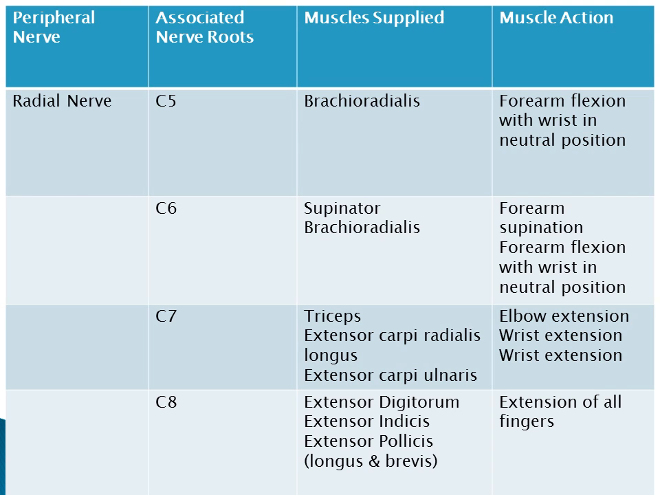The C8 portion of the radial nerve innervates the extensor digitorum communis muscles, the extensor indicis muscles, and also the extensor pollicis longus and brevis muscles. And so the C8 contribution to the radial nerve is responsible for extension of all fingers, including the thumb through the EPL and EPB. So really, you can think of the radial nerve as elbow, wrist, and finger extensors.